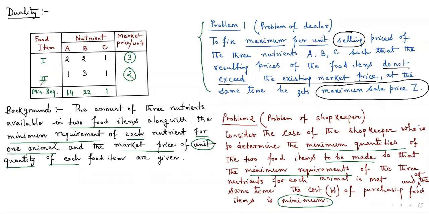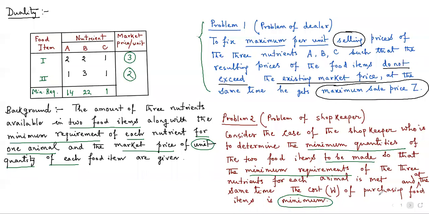If I consider the food item 2, similarly, we can say that the price of nutrient A will be 1 into x1, 3 into x2, and 1 into x3. And these prices for each of the food items should not exceed the market price. Therefore, the total of the prices for food item 1 will always be less than or equal to 3. Total of these prices for food item 2 will always be less than or equal to 2.